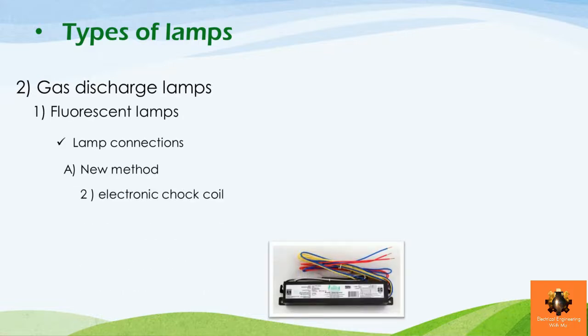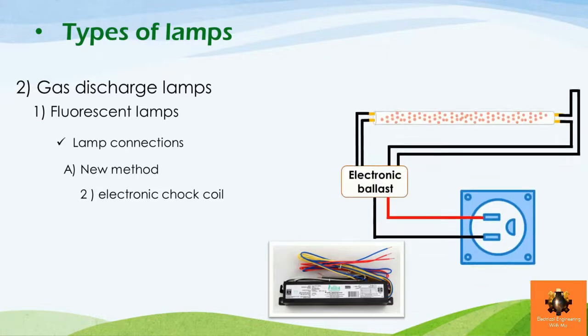Now the second method of connection is done using the electronic choke coil, and the electronic choke coil has an electronic circuit that does the job of the magnetic choke coil and the starter at one time. So we replace the magnetic choke coil and the starter by the electronic choke coil, and we need no starter. This electronic choke coil has 6 terminals: 2 for the inputs that are connected to the power supply and 4 for the outputs that are connected to the lamp. So 2 are connected to one side of the lamp and the other 2 are connected to the other side of the lamp.